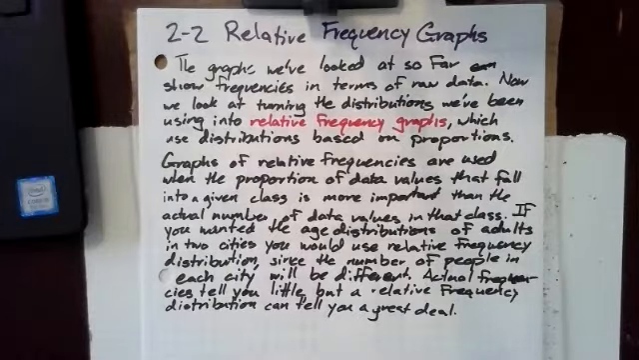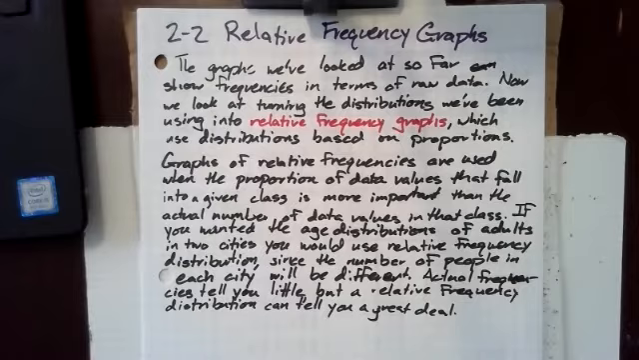In this video, we will look at relative frequency graphs. The graphs we've looked at so far show frequencies in terms of raw data. Now we look at turning the distributions we've been using into relative frequency graphs, which use distributions based on proportions.